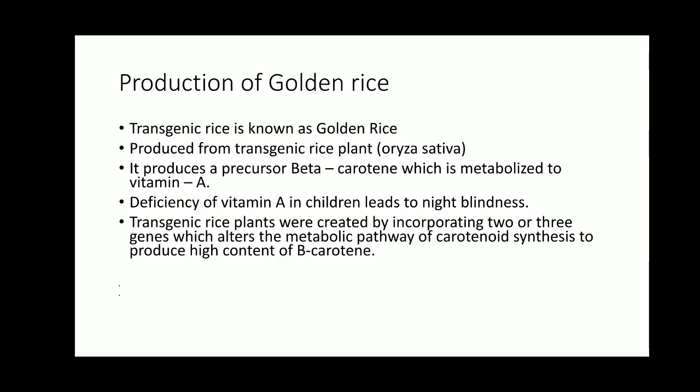The rice plants were transformed by incorporating 3 genes. The first is PSY, which codes for an enzyme known as phytoene synthase. The PSY gene is isolated from the daffodil plant, and it codes for phytoene synthase.